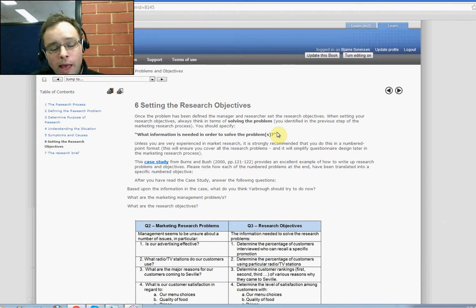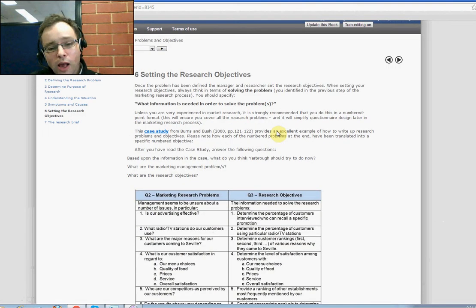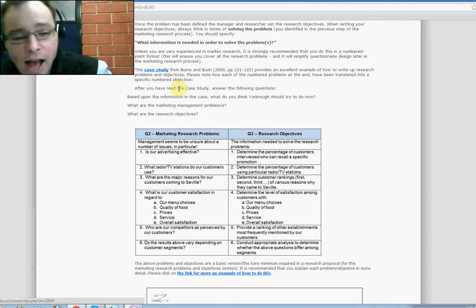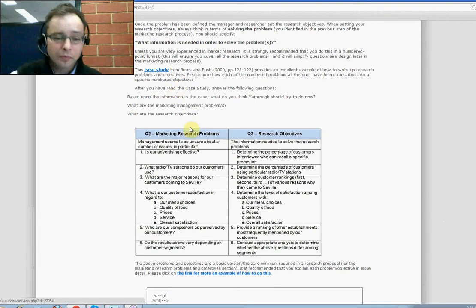Now, I strongly recommend that you do the case study that is listed in here. If you click on this link, you'll be taken to a case study about a restaurant called the Seville restaurant. This restaurant is running quite well, but it does have a few issues, uncertainties. There's a number of things that management just doesn't know, and they are listed here below.